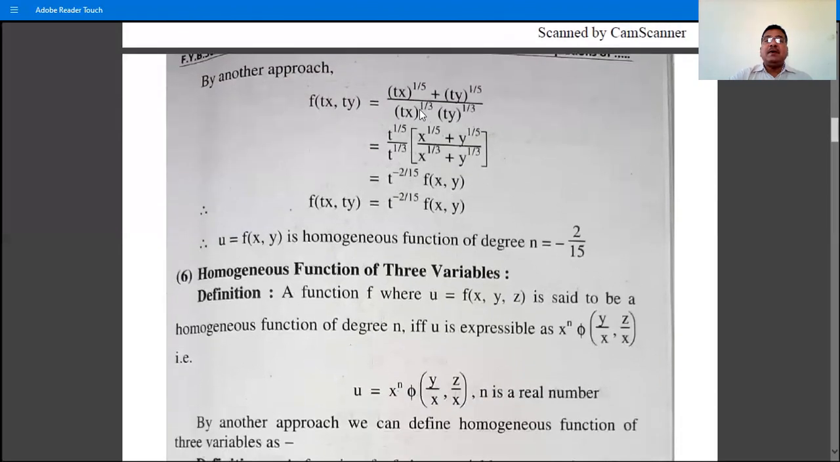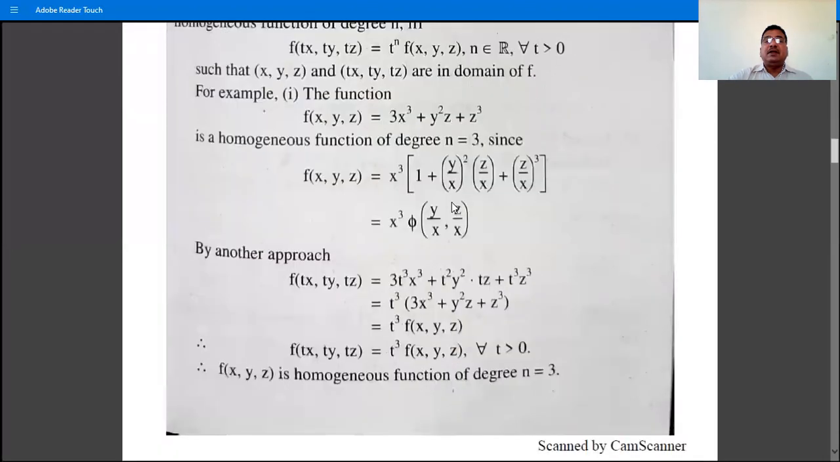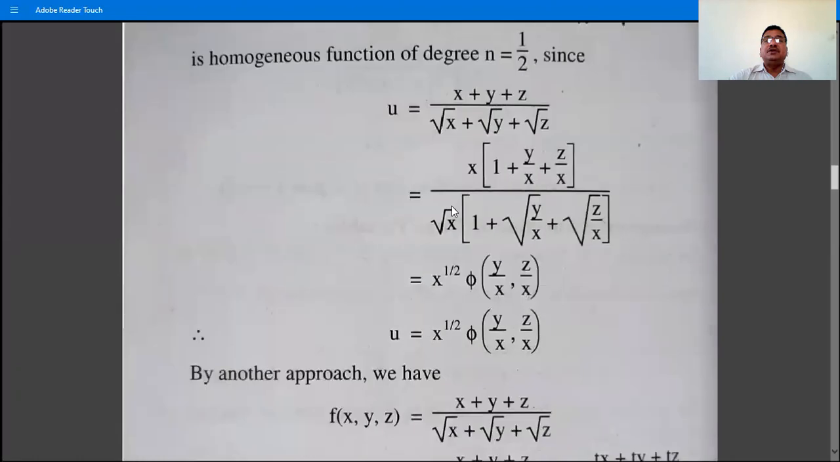And so t raised to 1 by 5 divided by t raised to 1 by 3 means t raised to 1 by 5 minus 1 by 3, and 1 by 5 minus 1 by 3 is minus 2 by 15. And this bracket is f of xy. So we say that f of tx, ty is expressed in the form t raised to minus 2 by 15 f of xy. Therefore f of xy is a homogeneous function of degree n equal to minus 2 by 15. So we can also check whether three variable functions are homogeneous functions.